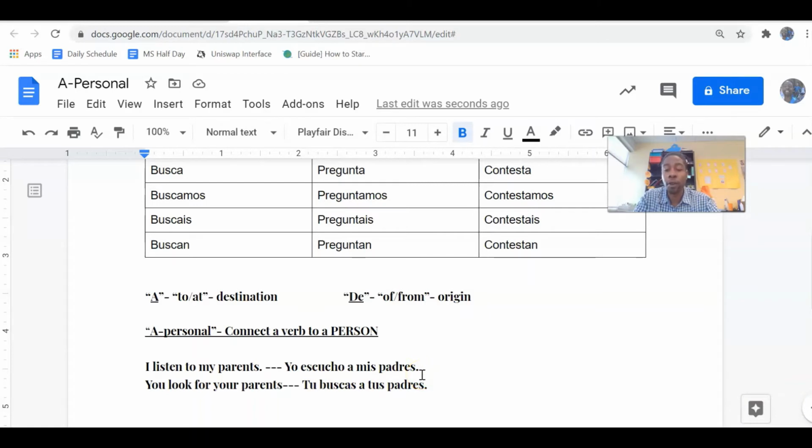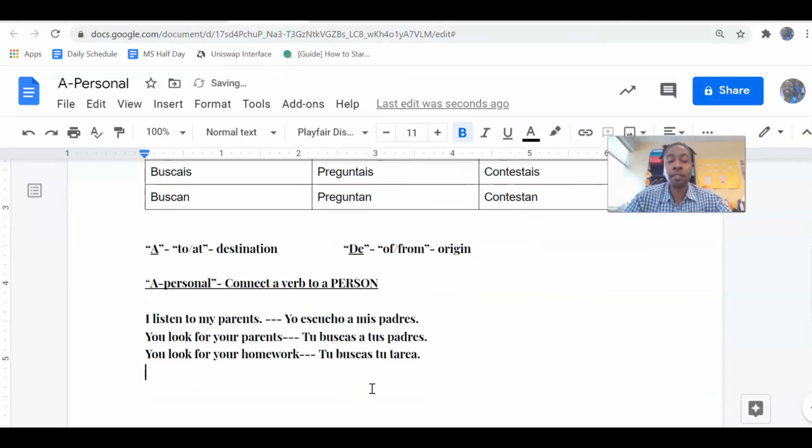Now, what if you weren't looking for your parents? What if I was saying you look for your homework? Is your homework a person? It is not. So what you would have to say is tú buscas tu tarea. A lot of times people will raise their hand when you see something like this and say, well, Mr. Williams, this says you search your homework instead of you search for your homework, and say that this doesn't make sense. So I want to show you some examples in English where we don't connect the verb to a thing by using to or at.